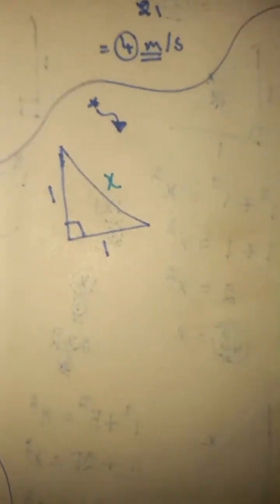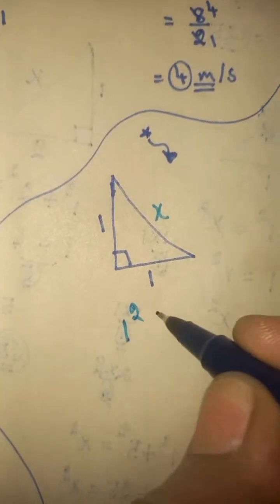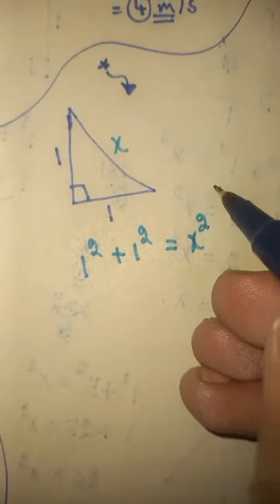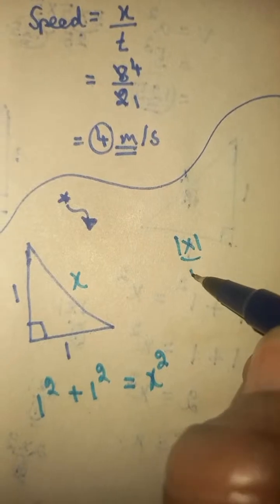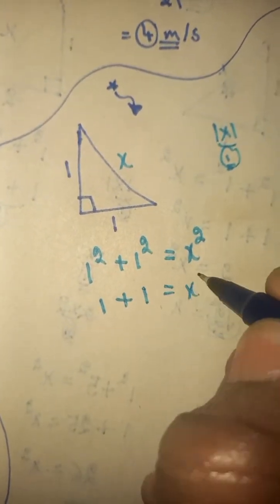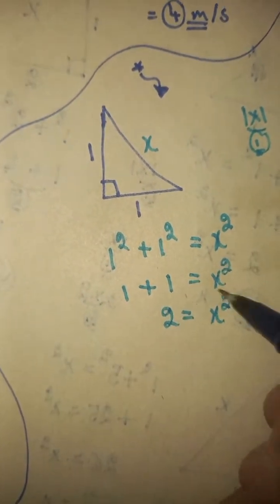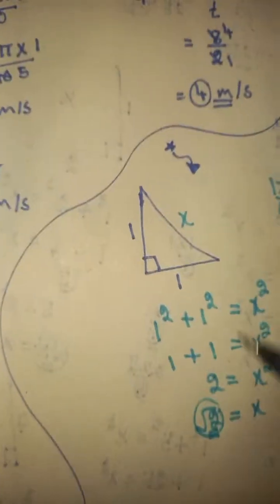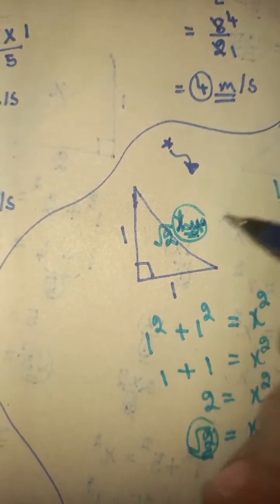Now you can do that. After taking this, here you can find it as 1 square plus 1 square is going to become x square. That means 1 square means 1 times 1, which remains as 1. 1 plus this is also 1, which becomes equal to x square. 1 plus 1 is 2. 2 equals x square, and the square goes to that side, it becomes root 2. Root 2 equals x. Here root 2 is the hypotenuse.